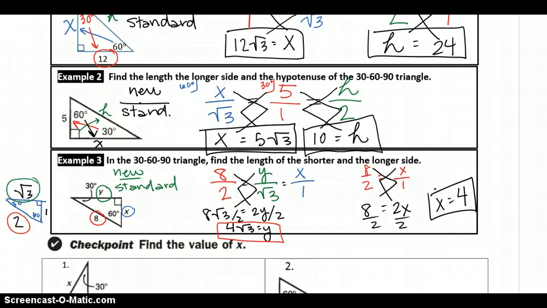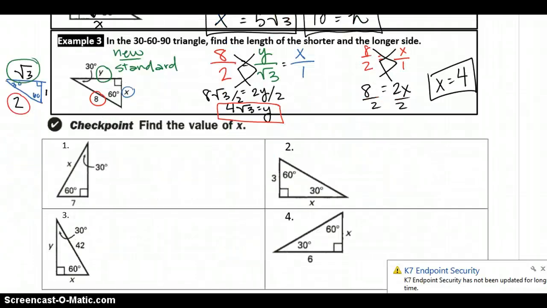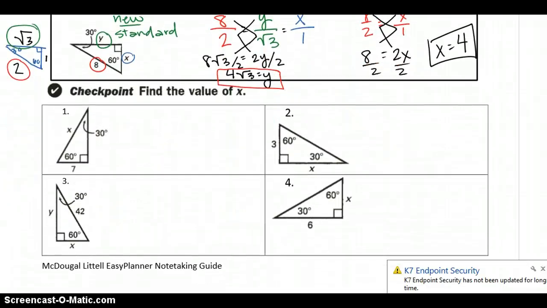So in any of these examples, you just need to set up your ratios. You can always set up 3 ratios. Make sure the new side length is always on top, and the standard side length is on bottom. Cross multiply and solve for the variable. Alright, so you are responsible for checkpoints number 1 through 4.